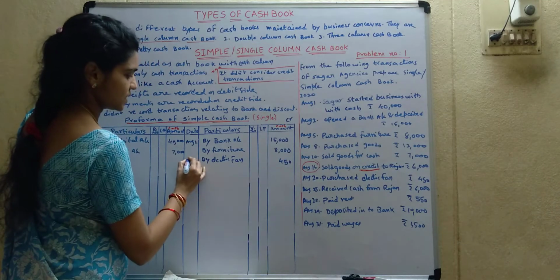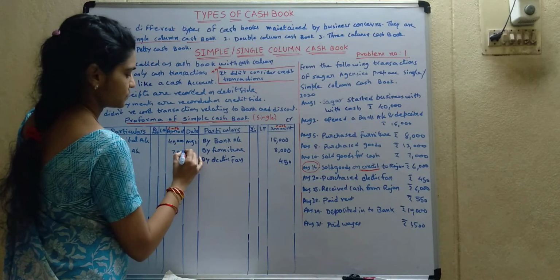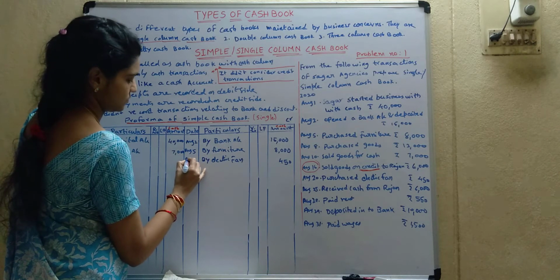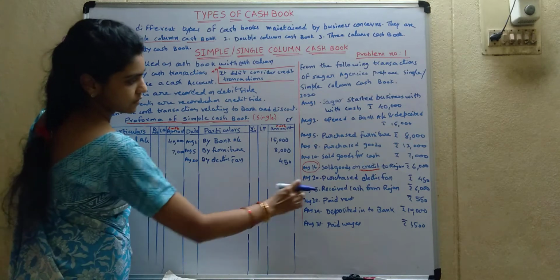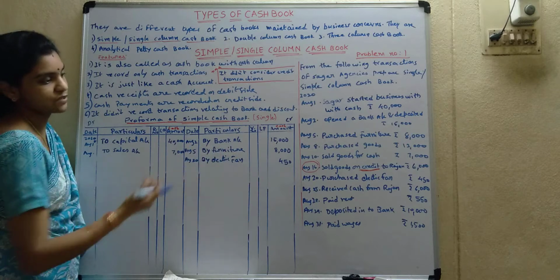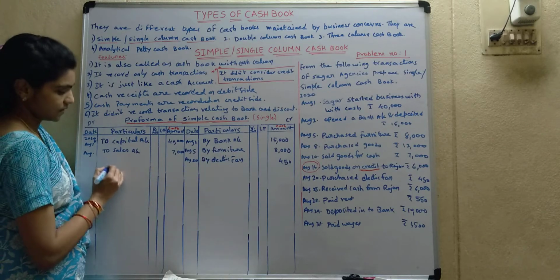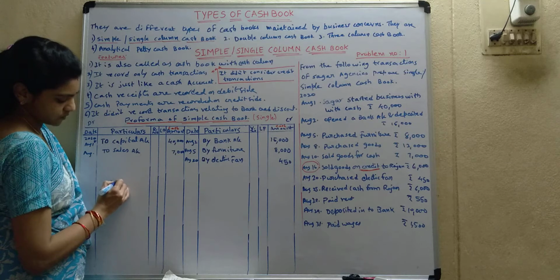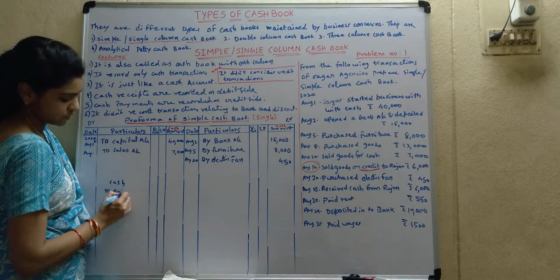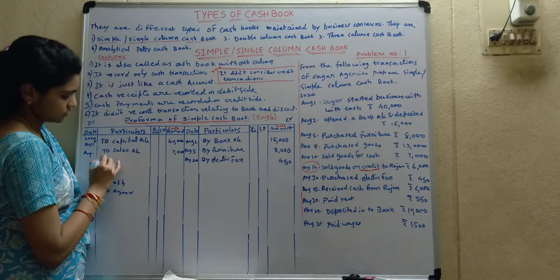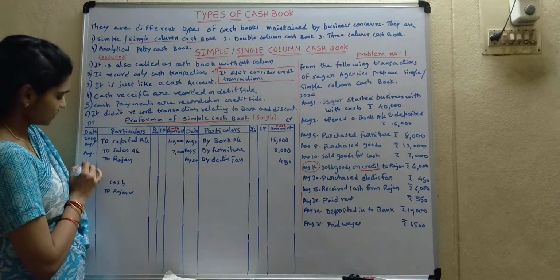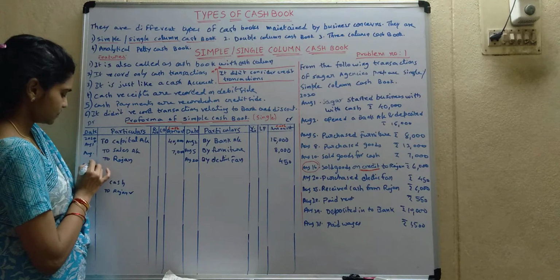And coming to the next transaction. August 25, received cash from Rajan. Cash from Rajan, so we can enter it. What is the entry? Cash to Rajan. So we have to take this to Rajan. What's the date? 25. Amount 6,000.